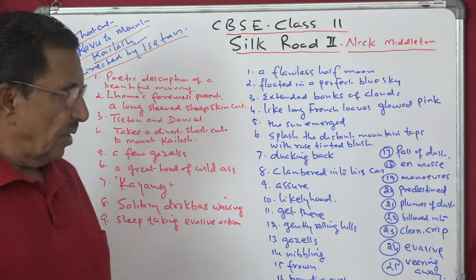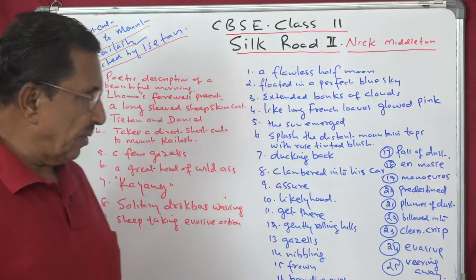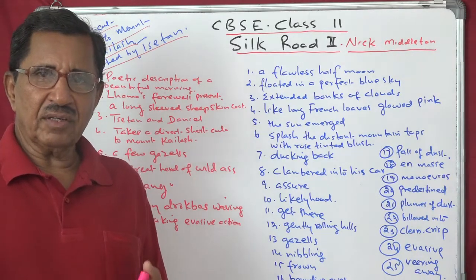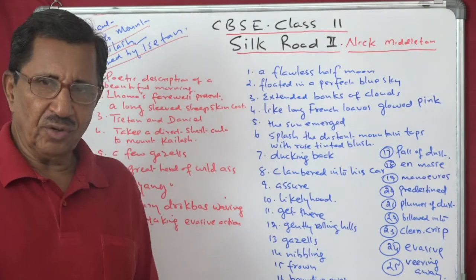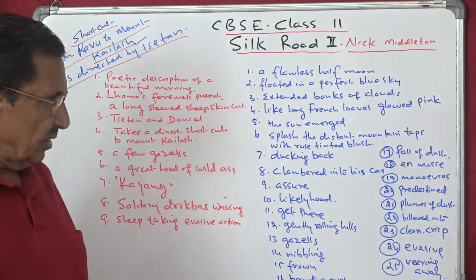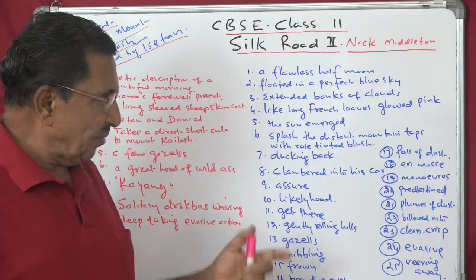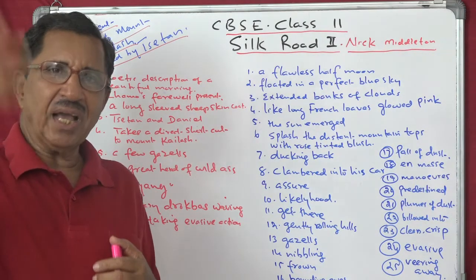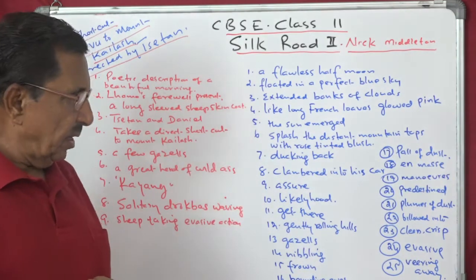En masse means all the people. Maneuvers: the army makes maneuvers to attack the enemy. Maneuvers are skilled movements. Predestined: some people believe that our life is predestined. It means the way we are, where we are born, how we grow, how we develop, what job we get, is fixed forever. That's what they say. And then you have plumes of dust. Very often you will find plumes of dust rising from behind hills, in large quantities.